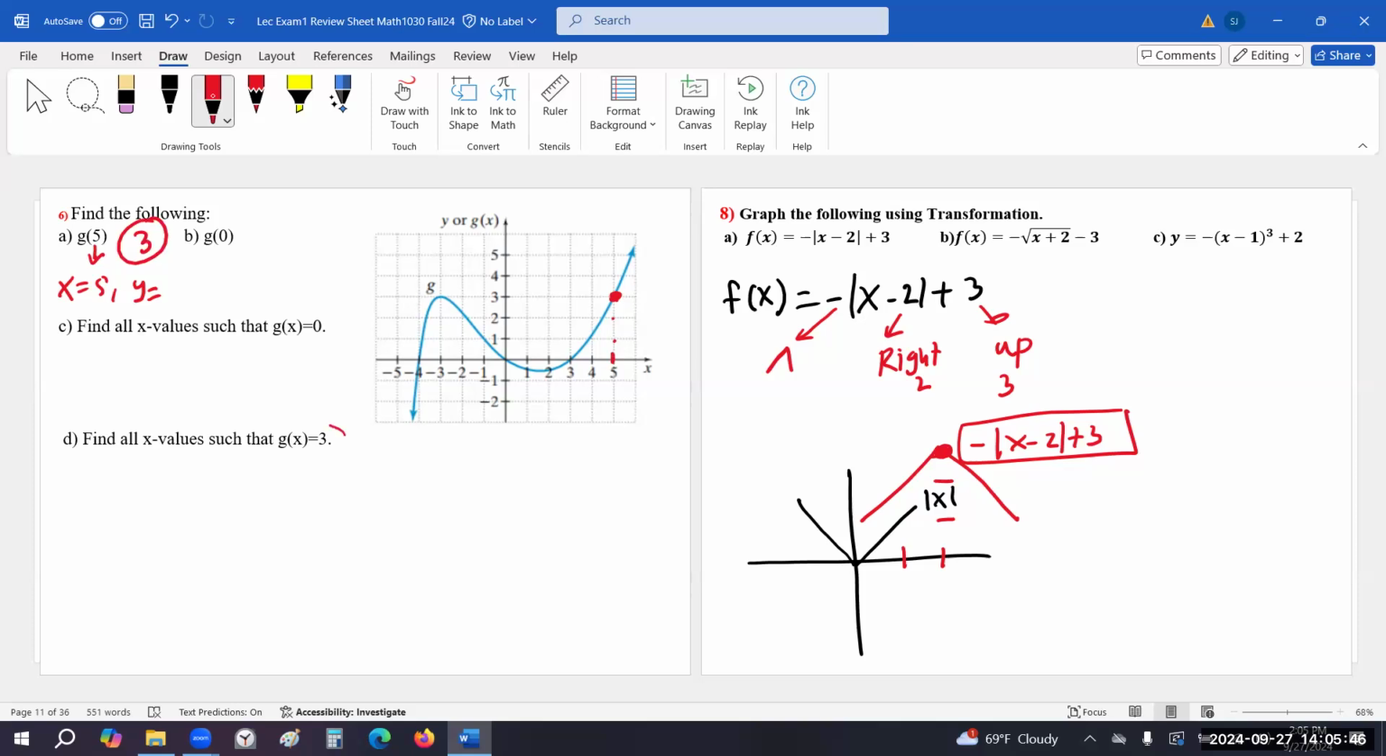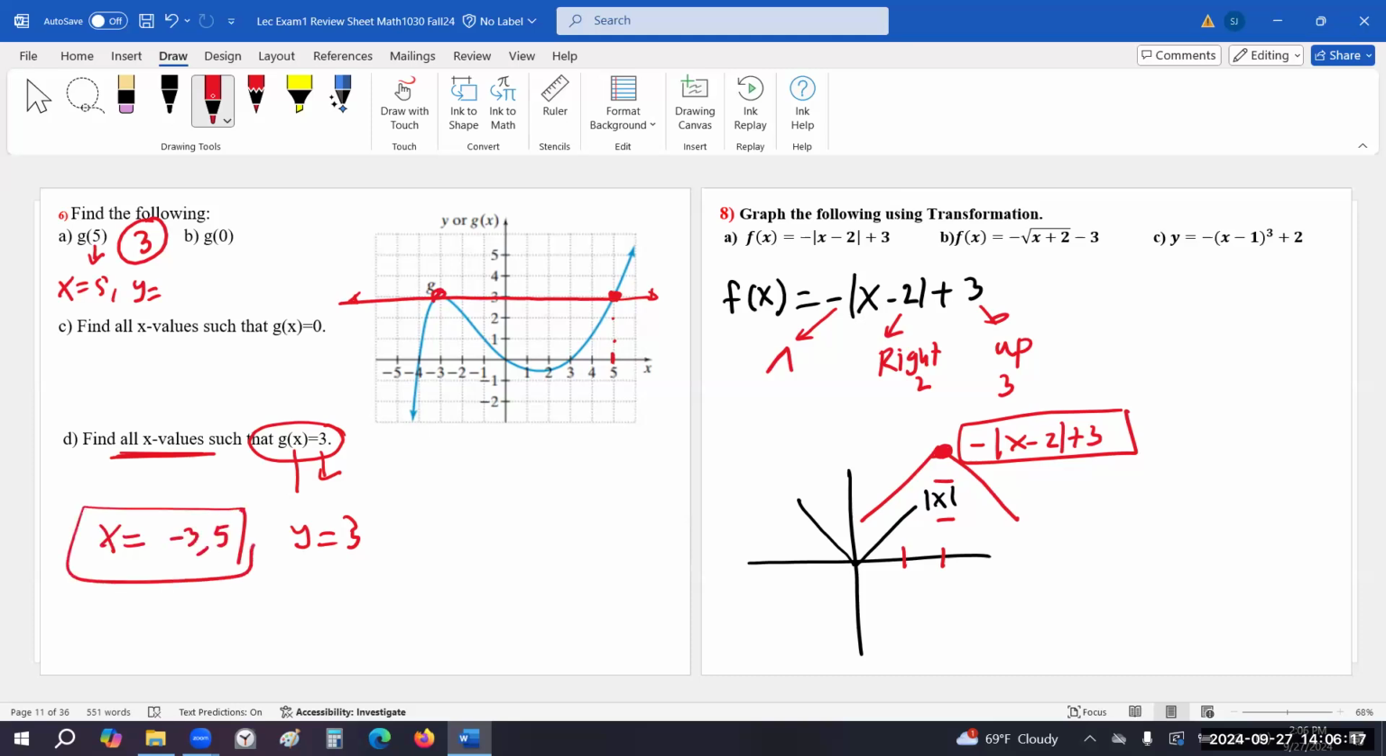But on the other hand, they want us to find g of x equals 3. Find all x values for which g of x is 3. What is this 3? Y. So y is 3. When y is 3, you should draw a line. How many points do you see in the graph for the same y? 2. And they want us to give both of them. What's the first one? Negative 5, and positive 5. See? When y is given, draw a line because you have more than 1 point. But when you're looking for x, it's simply the y value.